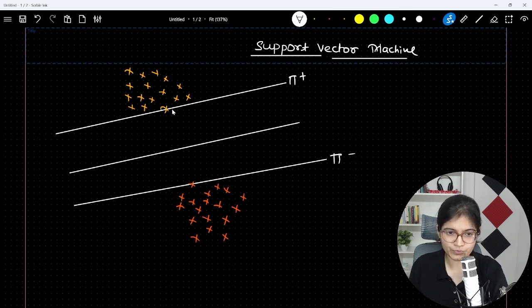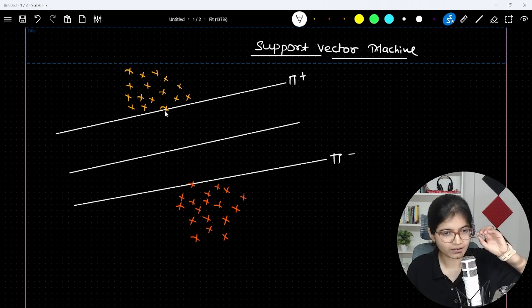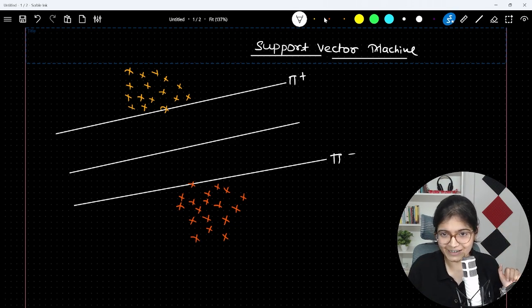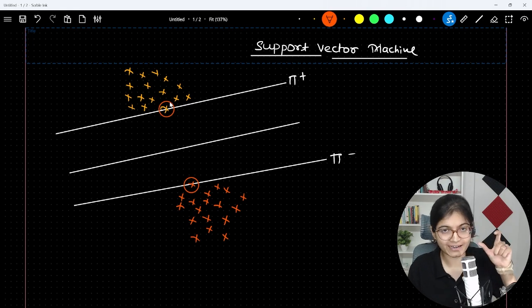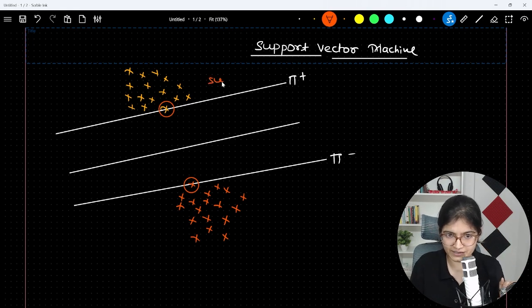If you observe, this line is drawn in such a way that the distance between this point and this line is almost equal to 0. The same thing happens in pi negative as well. The distance between this point and this line is almost overlapping. So this kind of points are called support vectors. That's the very first thing you have to understand: these points which I am encircling in orange color are called support vector points. Always remember. That is why the name is given as support vectors, right?